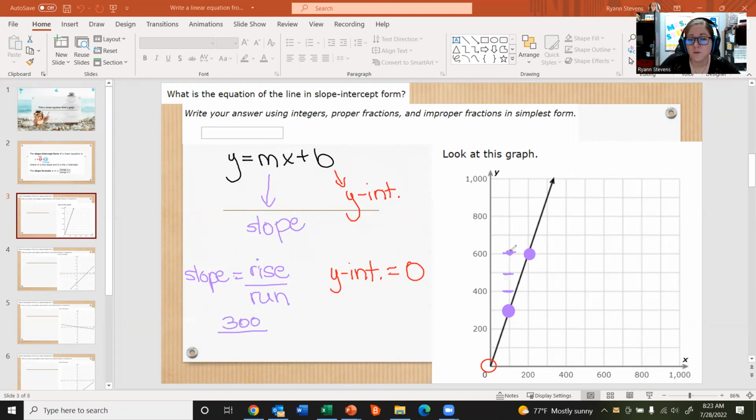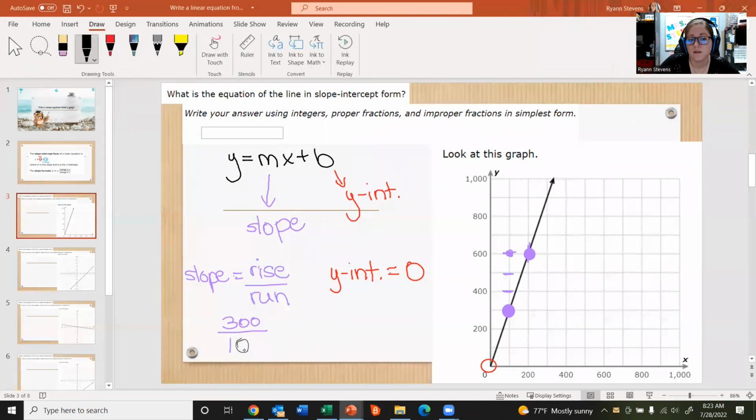And then from this point here, you want to become level with the next point. That's where we stop. And then we would count over, and this would just be 100. And then we can reduce this, and we've got the same amount of zeros in the numerator as the denominator. So now we have 3 over 1, which is just going to mean that our slope is 3.